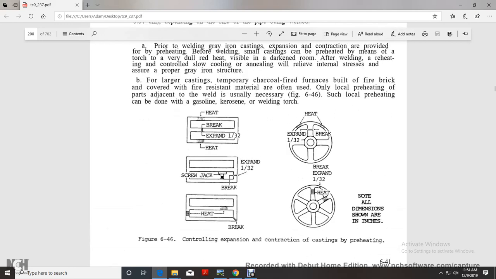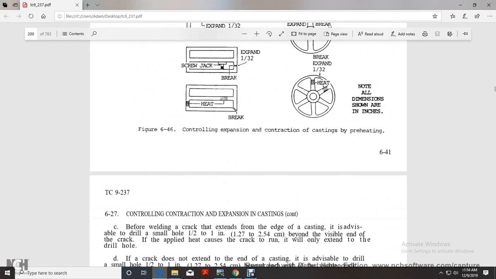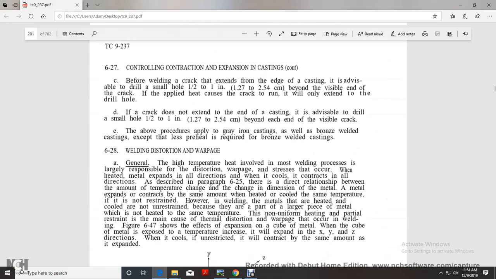Figure 6-43 shows controlling the expansion of the casting with preheating. Figure 6-27, controlling the contraction and expansion of the casting, continued.